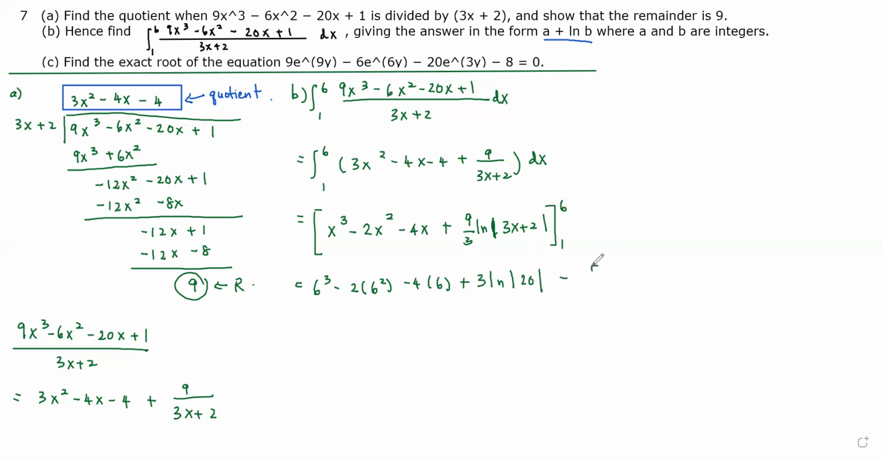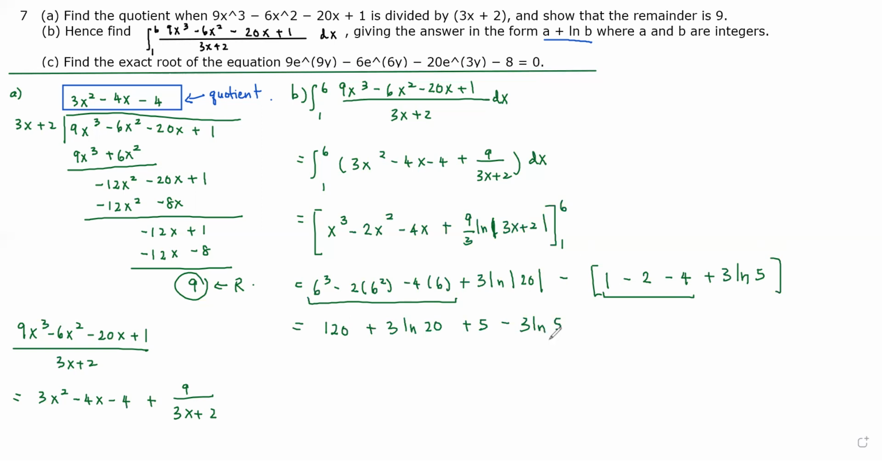And then we need to subtract this expression when it is evaluated at 1. So that is 1 minus 2 minus 4, plus 3 ln 5 here. We can lose the absolute value because 5 is a positive value, same as this part. So this first part has a value of 120 plus 3 ln 20. That is a negative 5. With the negative, it becomes a positive 5 minus 3 ln 5.